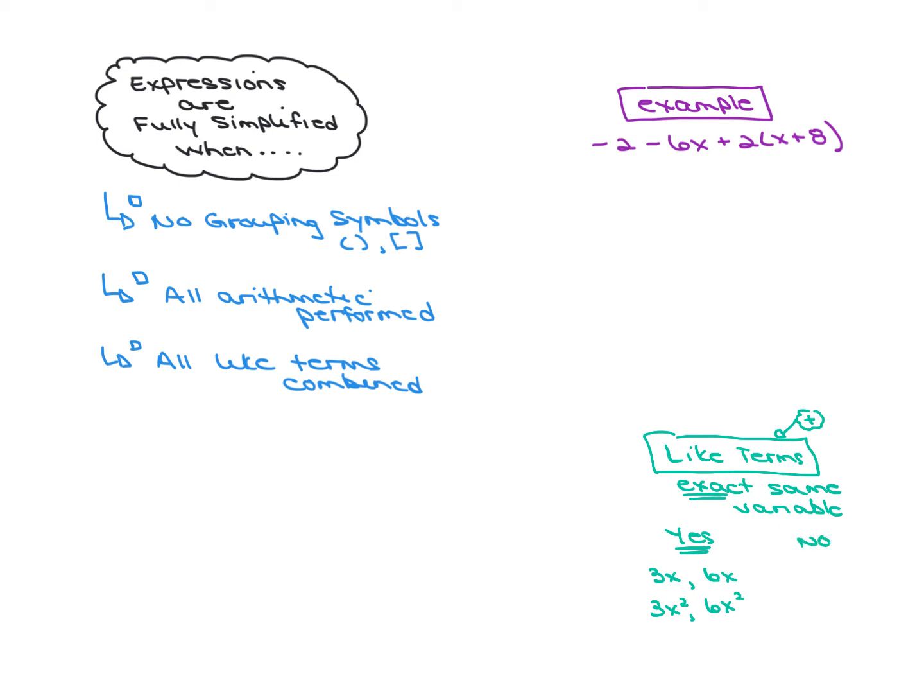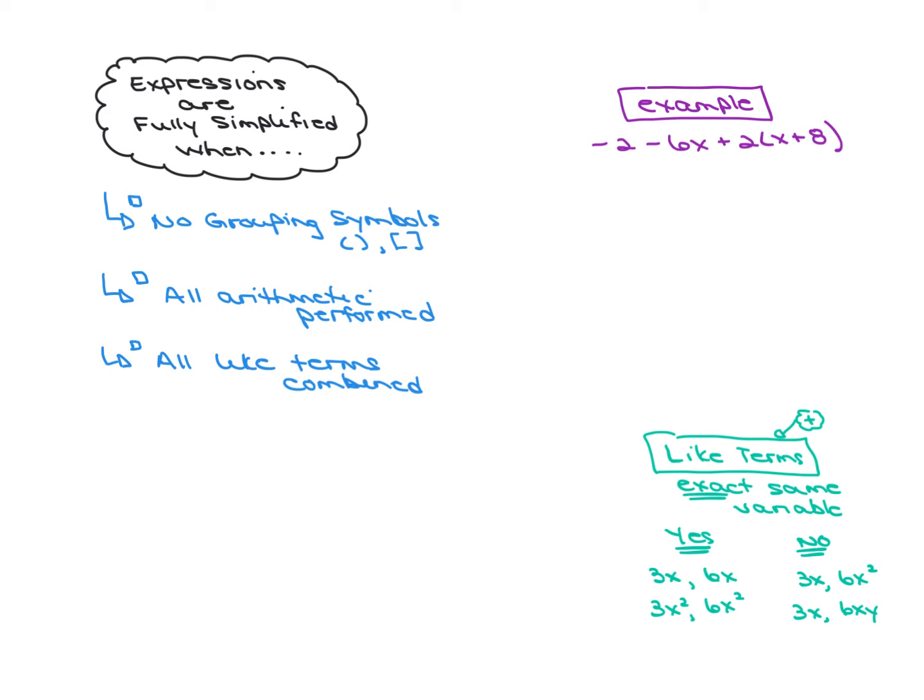Here are some no cases, 3x and 6x squared. They both have an x, but notice the 3x has x to the first power and the 6x squared is x squared. The variable must be exactly the same. And lastly, here's another no case. Both these terms have an x, but the 6xy has an extra y. So just a quick little thing about like terms.